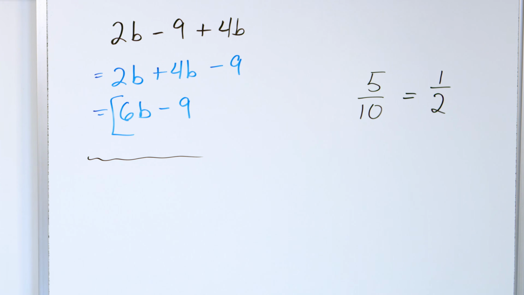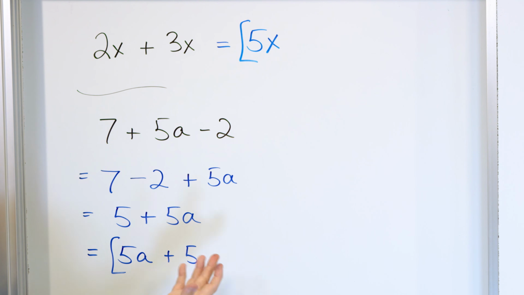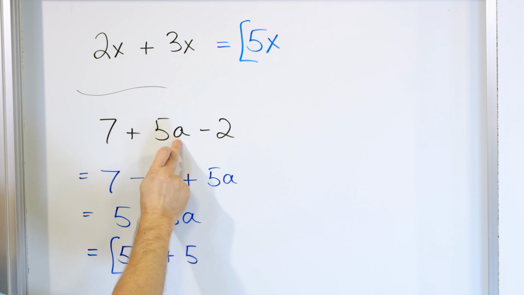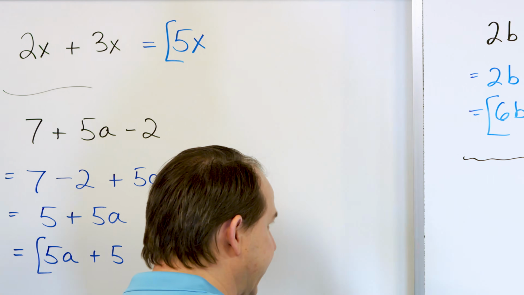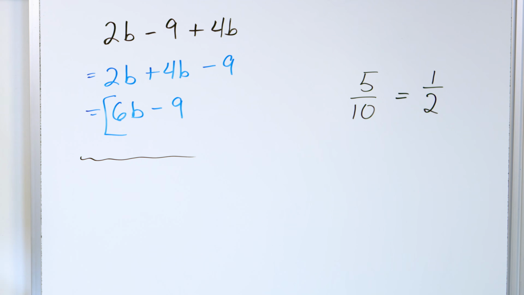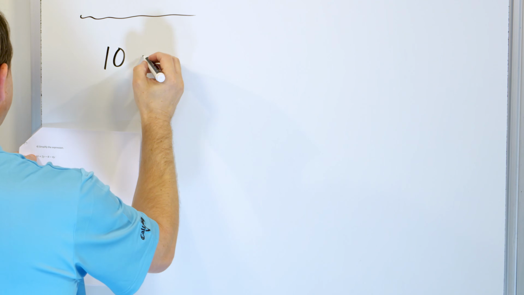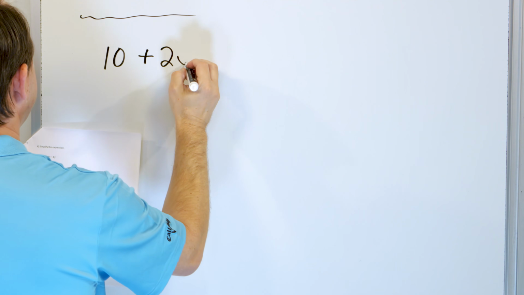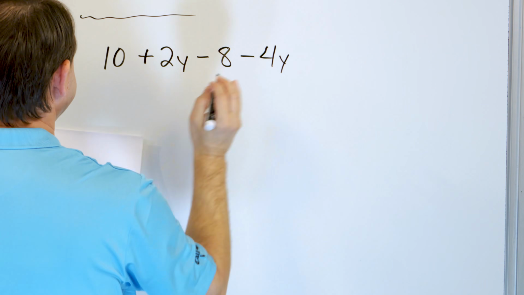It's the same thing. This looks totally different than this. The number here is different, but it is the same thing. If I pick any number I want for a and put it in here, I will get the same answer here as I calculate here, just like in the fraction case. So when you're getting these things, it looks like you're getting things that are totally different, but in fact, they're exactly the same. Next problem, 10 plus 2 times y minus 8 minus 4 times y.